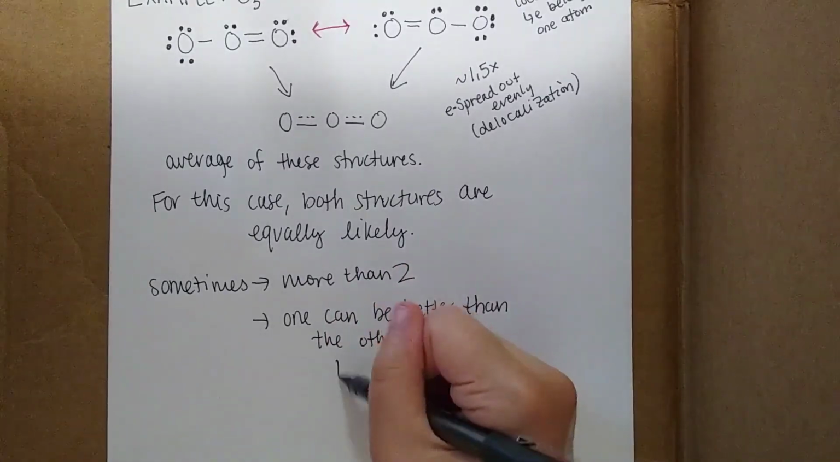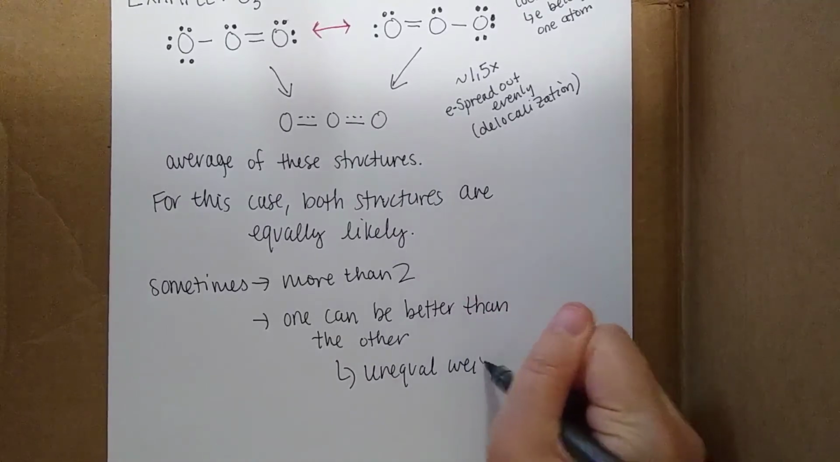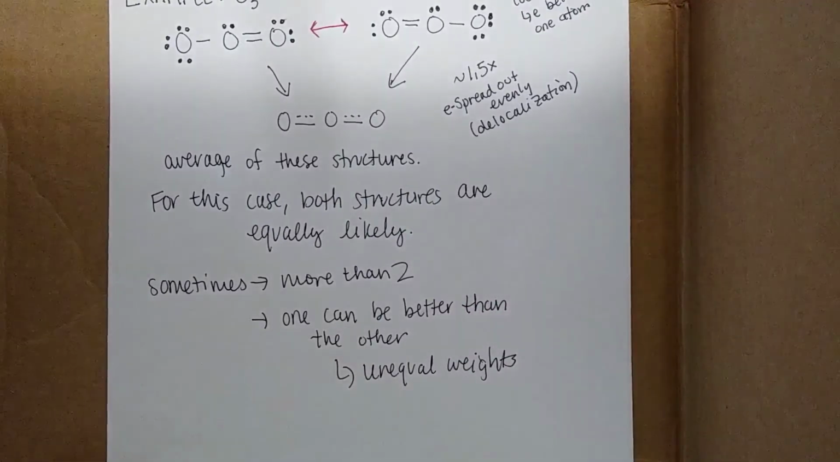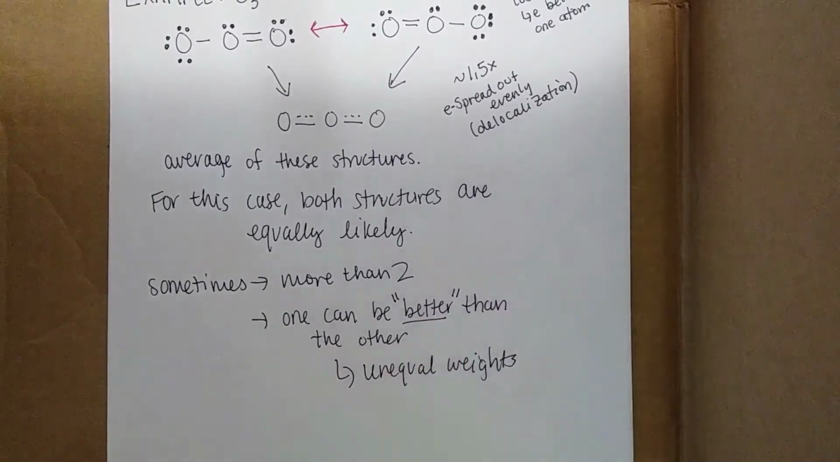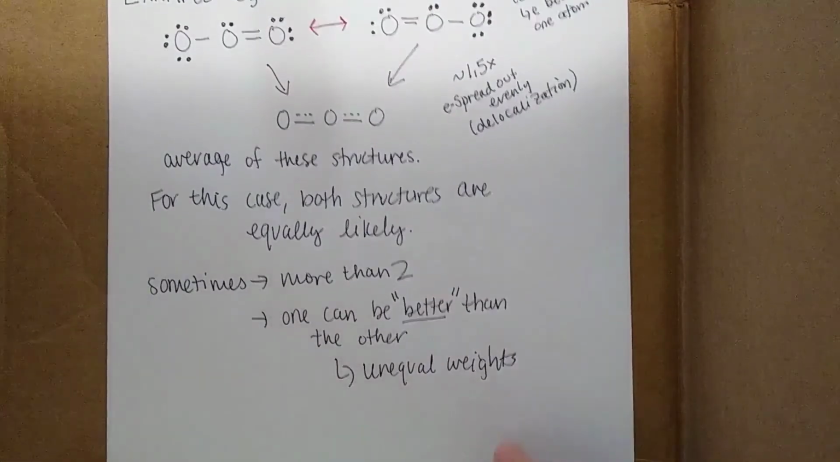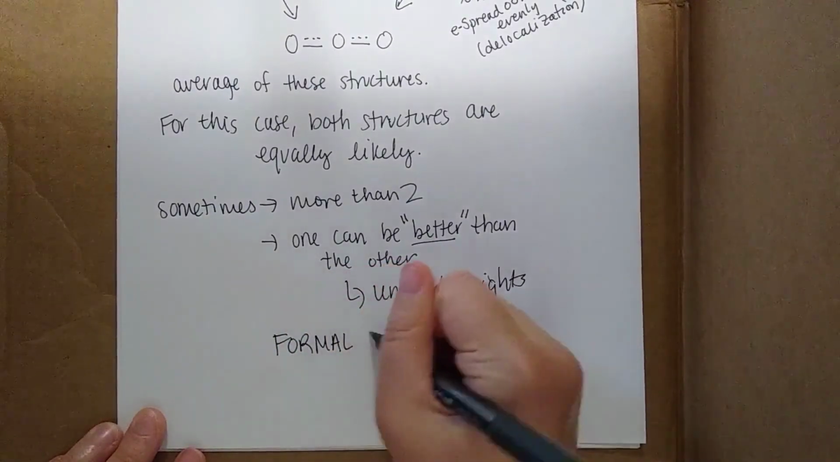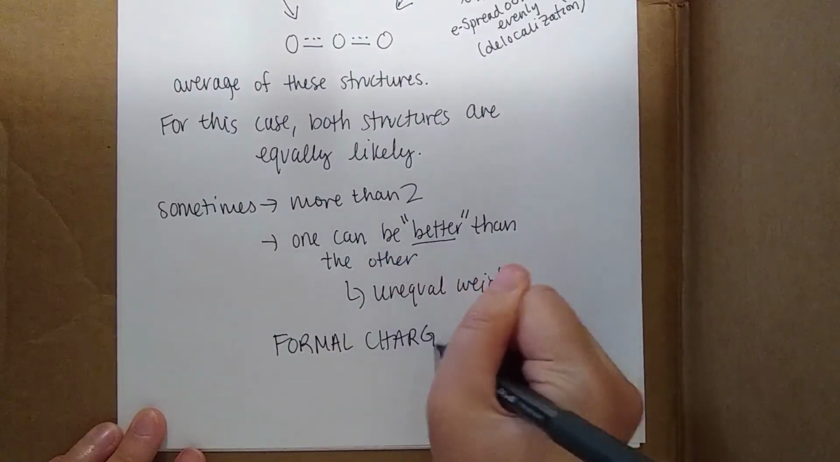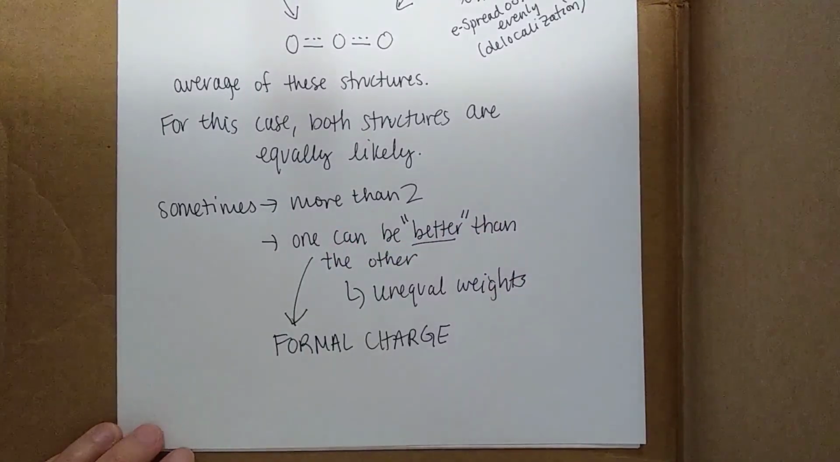And when that's the case, they're going to have unequal weights. And of course, we need to come up with a way to figure out what better means. We're going to do that in the next lecture. To figure out which one is better, we assign something called formal charge. That's going to help us come up with a quantitative way to figure out which resonance structure is the best.